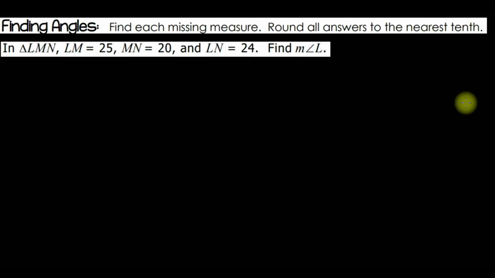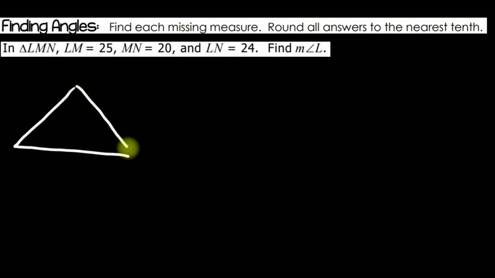Okay, so let's take a look at another example. Here we have to find the missing measure. We're given triangle LMN. So here's your triangle LMN. LM is 25, so this is 25.